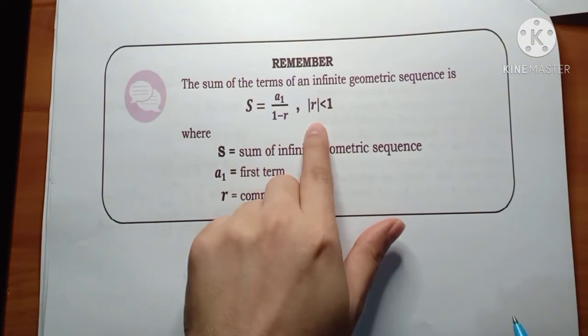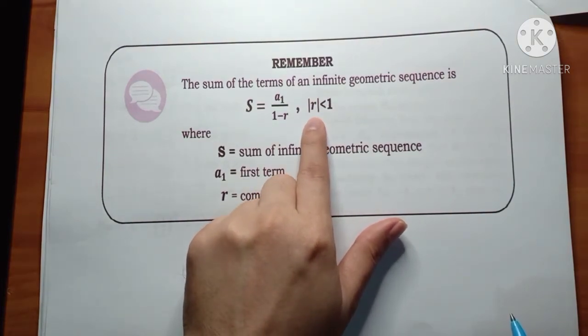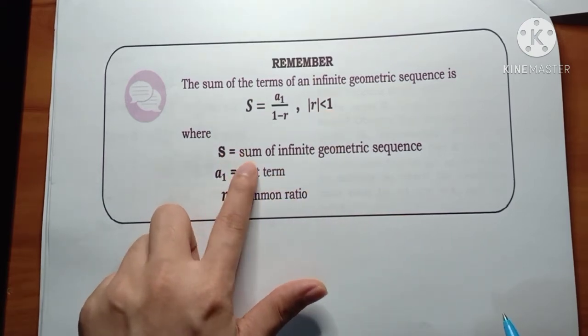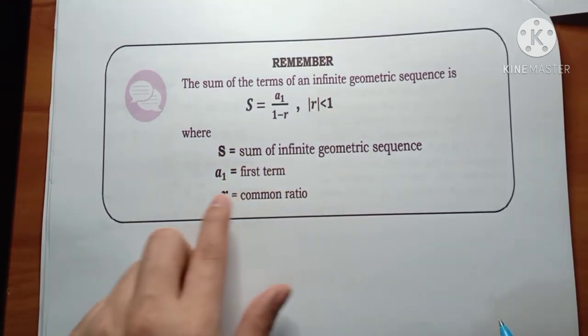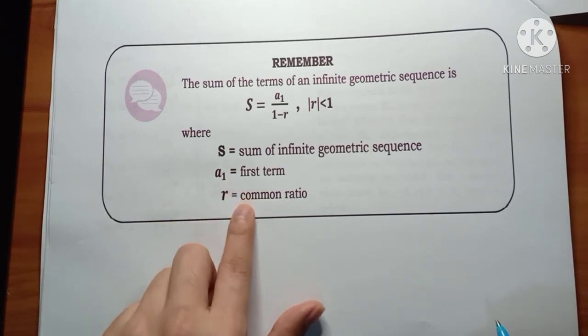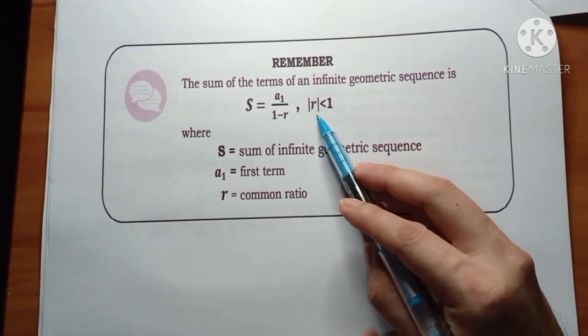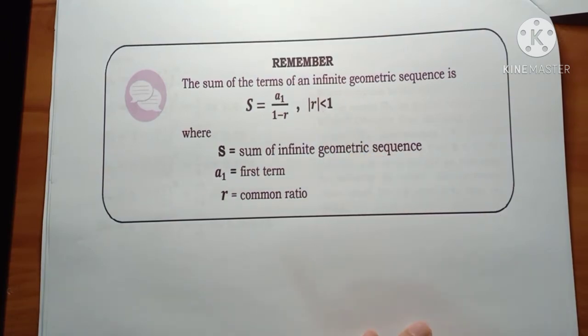Pero, ang r natin, or the absolute value of r, is less than 1. So, ang S natin is the sum of infinite geometric sequence, and a sub 1 is the first term, and r is the common ratio. Take note na ang r natin dito dapat mababa sa 1. So, yun lang yung tandaan natin. So, punta tayo sa ating example.